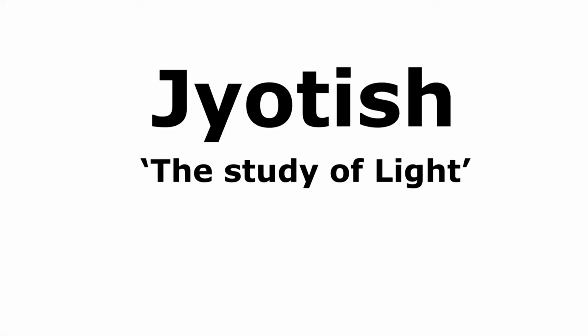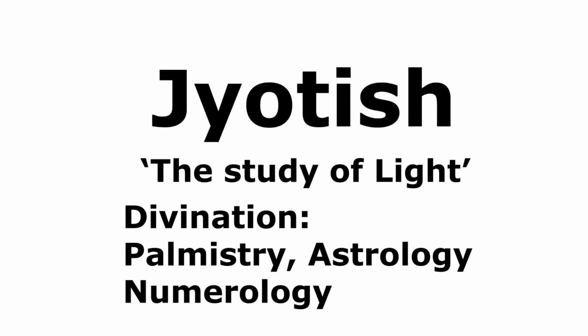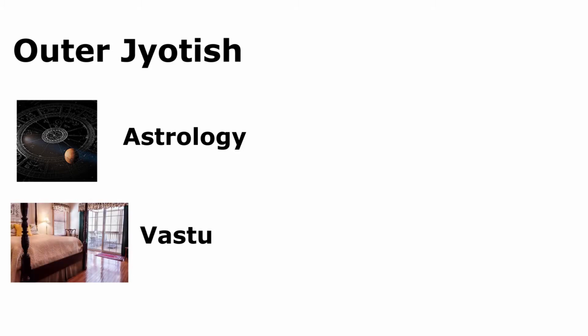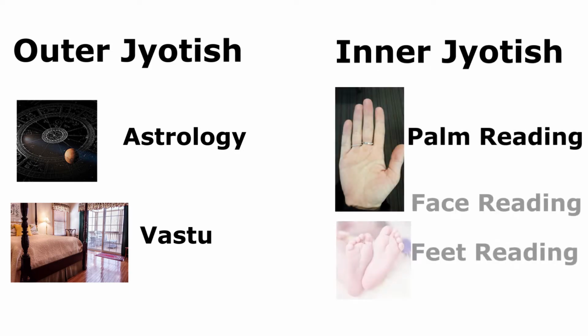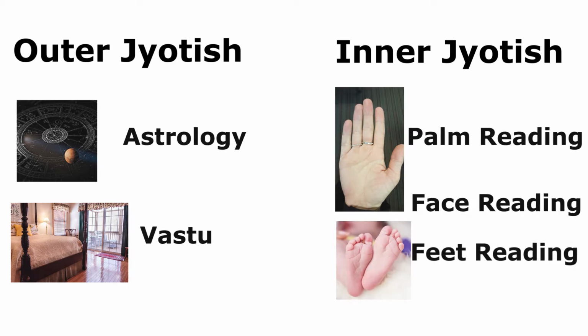Jyotish is an Indian term which basically refers to all systems of divination like palmistry, astrology, numerology, and all of these. They all fall under the umbrella of Jyotish. And there are two forms of Jyotish. The first is the one that makes you look at the universe around you. So that's observing the stars in the sky, which is astrology, observing the terrain around you, which is Vastu. The second style of Jyotish is looking at an individual, and that's palm reading, face reading, the lines on the feet. There's outer Jyotish and inner Jyotish, so to speak.